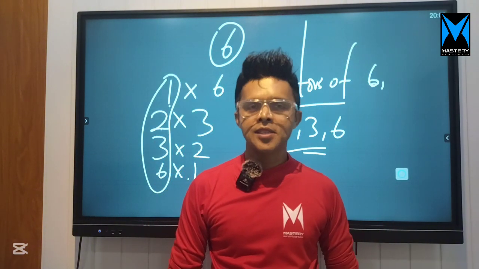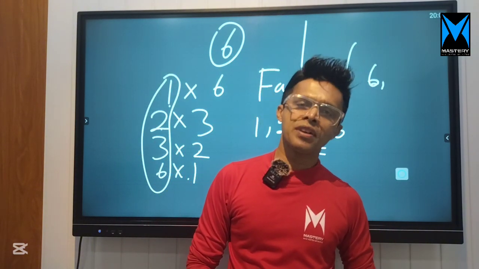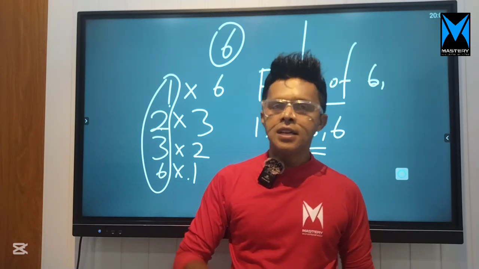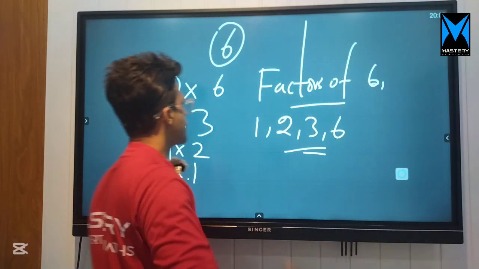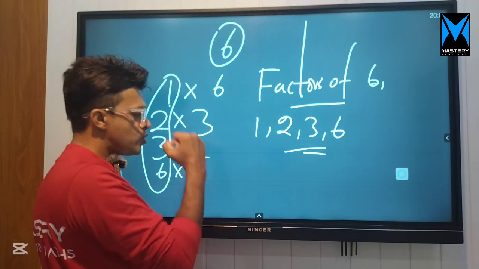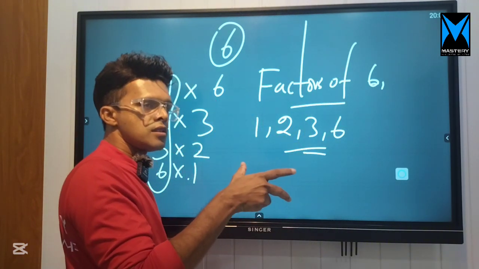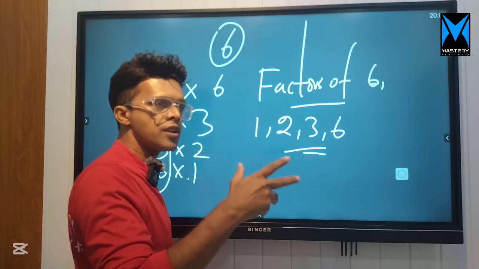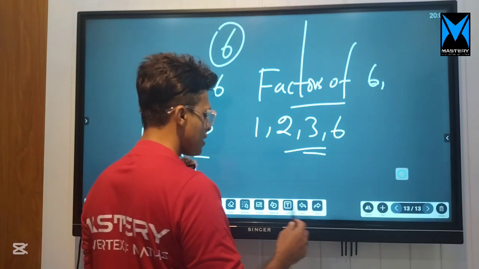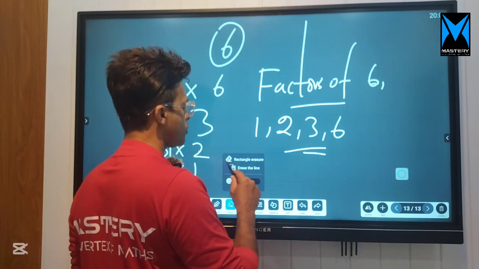I have not seen this way of getting the factors of a given number in your textbook, right? I suggest you follow this way. You need to follow this order. Firstly you need to think of 1. After that 2, 3, 4 and so on. This is one way of getting the factors of 6.